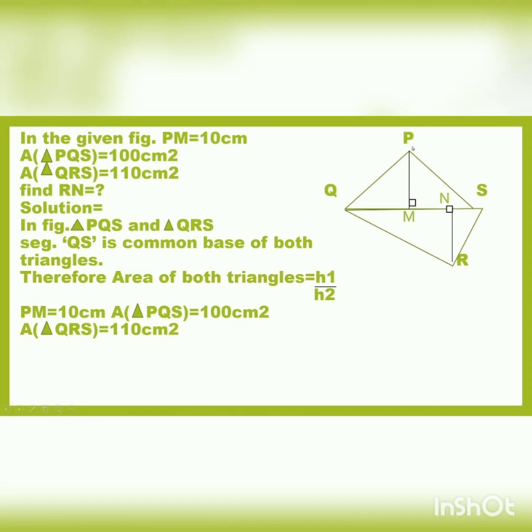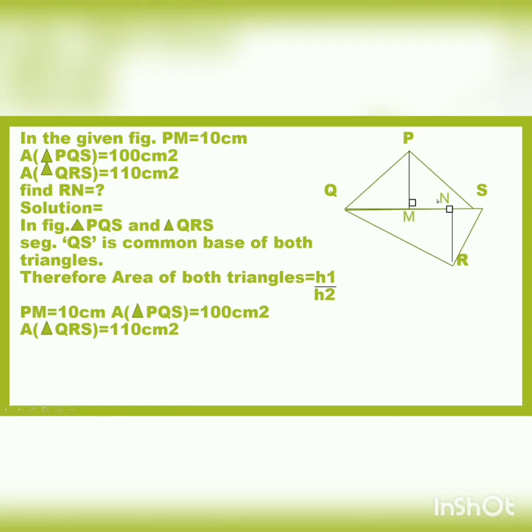You can see here in triangle PQS, QS is a base, PM is a height. And in triangle QRS, QS is a base and RN is a height. Means you have to find the height of triangle QRS.